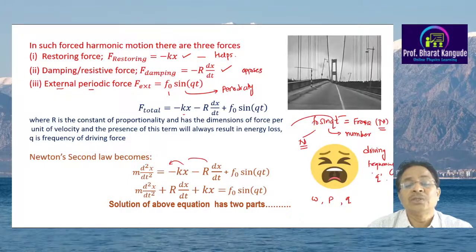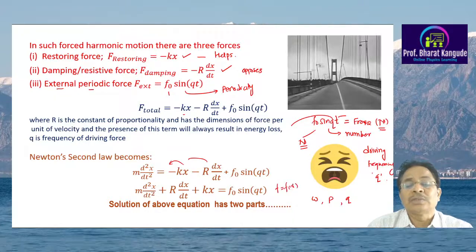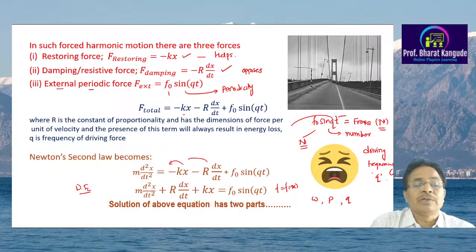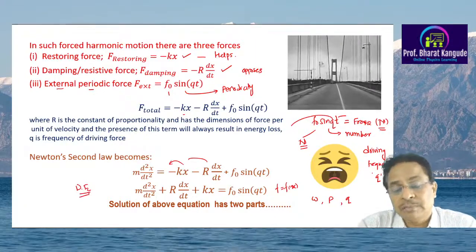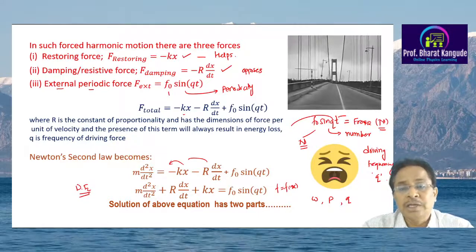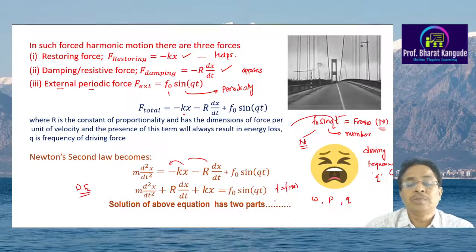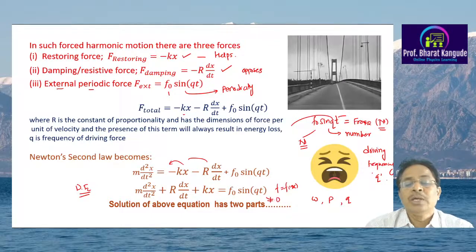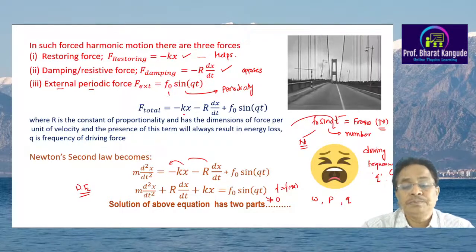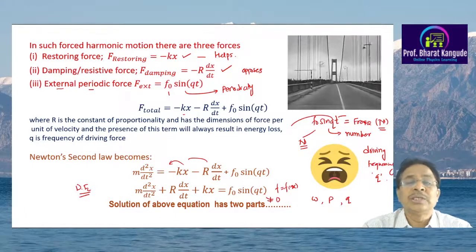This is not a function of x, and therefore this type of differential equation is called the differential equation for the forced harmonic oscillation or oscillator. This differential equation is a second order ordinary linear inhomogeneous differential equation, because this part is non-zero.